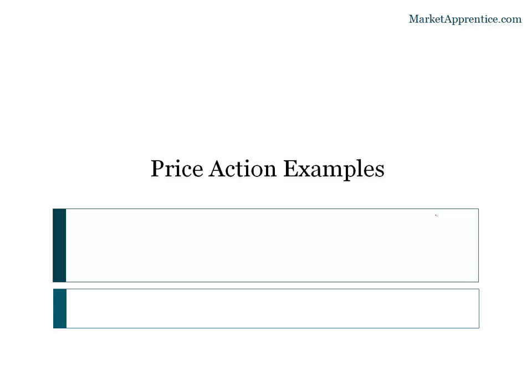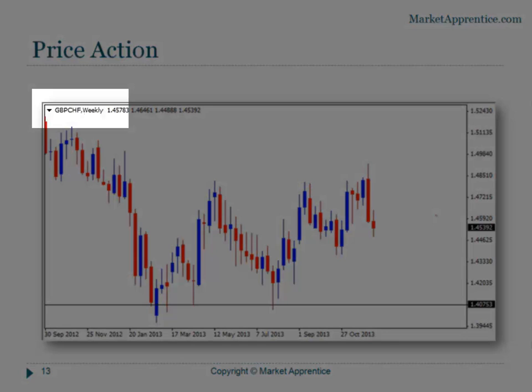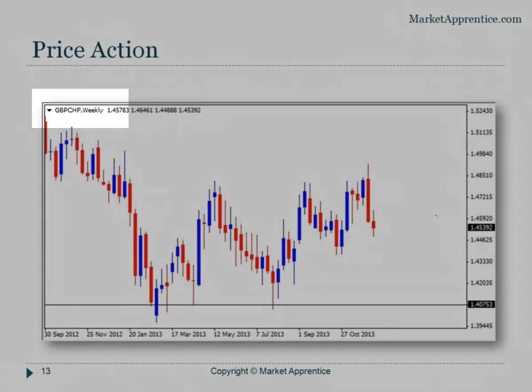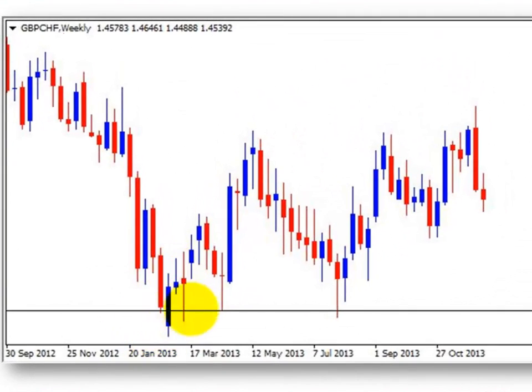Let's look at some real examples. In front of you is a GBP/Swiss weekly chart. As you can see, price reacted to this level initially. Here, you have a pin bar. This pin bar nicely shows where the horizontal level is. And then, you have a long trend bar. Another pin bar here.